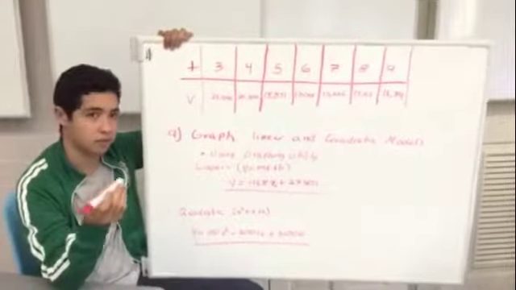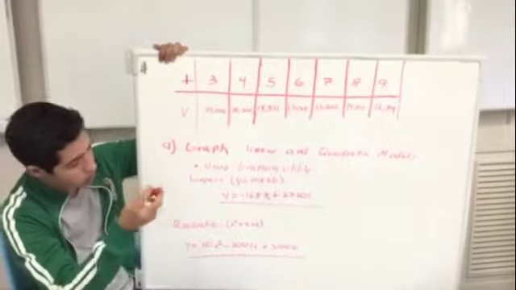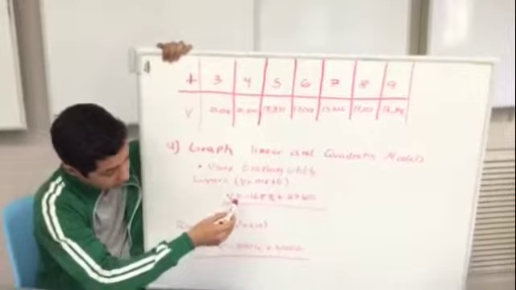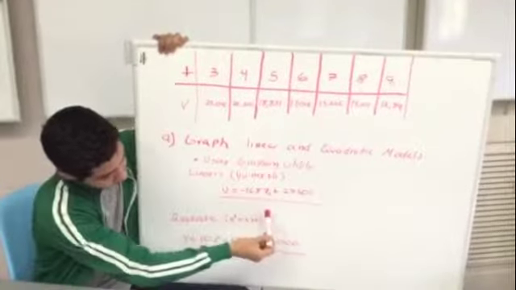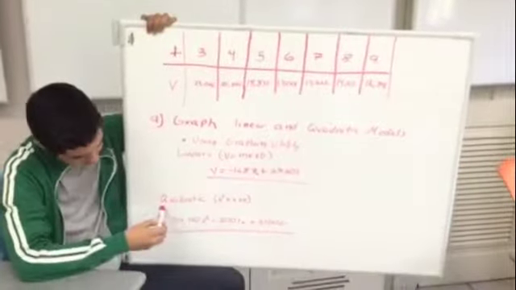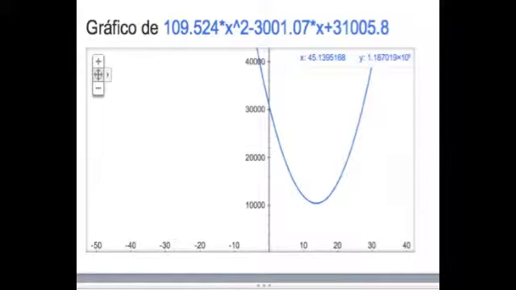In the first part, we have to graph the linear and quadratic equations. Using our graphing utility, we find that this is the equation of the linear model, and here's the quadratic equation. By using our graphing utility, we got our two graphs: the first one is the linear equation, and the second one is our quadratic equation.